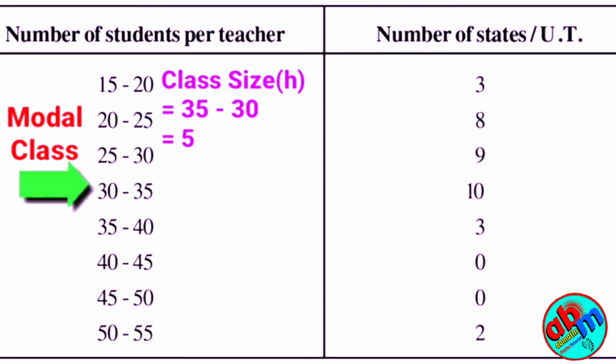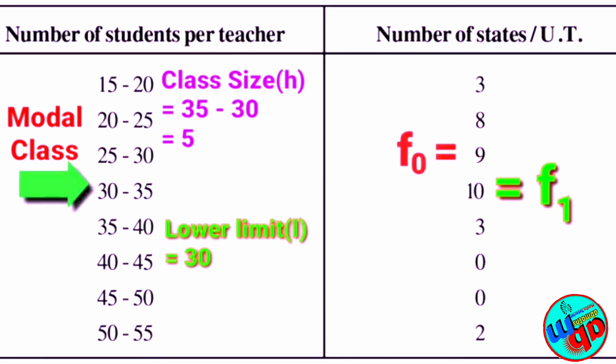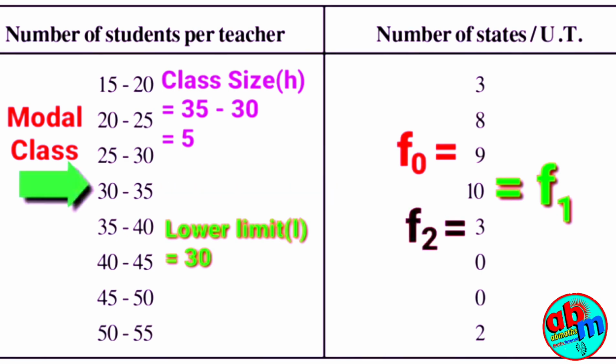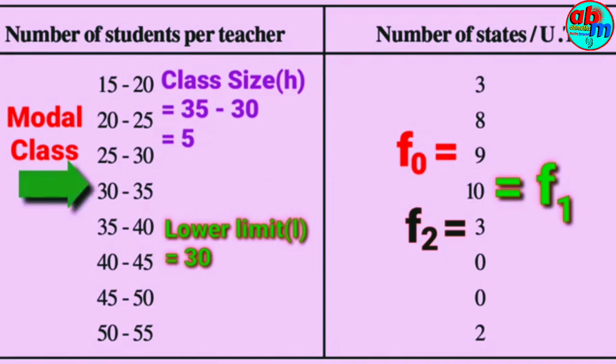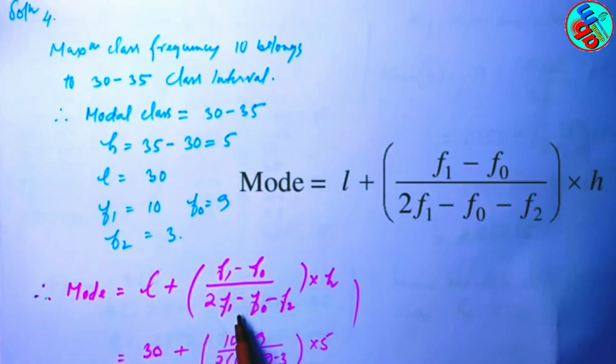Lower limit is 30. Frequency of the modal class, F1, is 10. Frequency F0 of the class preceding the modal class is 9. Frequency F2 of the class succeeding the modal class is 3. So we calculate with the data given. We write the formula: mode equals L plus (F1 minus F0) divided by (2F1 minus F0 minus F2) into h. So we substitute the values.